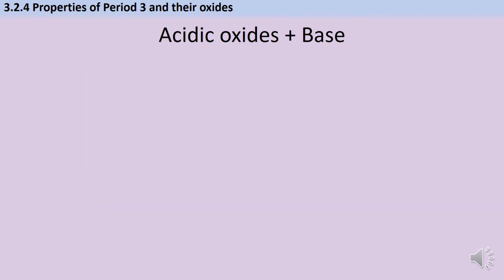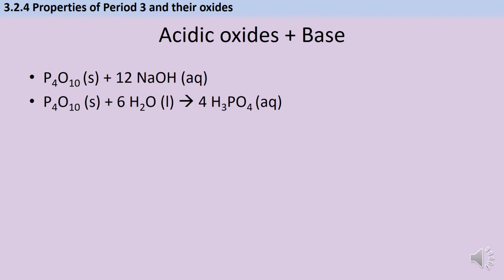You also need to be able to explain, using symbol equations, how these acidic oxides react directly with bases, like this phosphorus pentoxide reacting with sodium hydroxide. Now these can be a little bit challenging to remember, and I personally find it helpful to imagine that you're dissolving it to make an acid first. So we know that 1 mole of phosphorus pentoxide will react with 6 moles of water to make 4 moles of phosphoric acid.